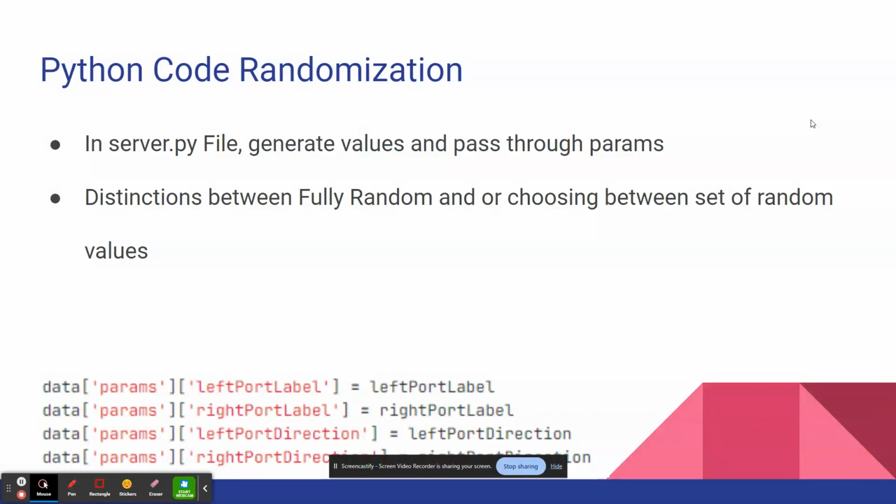Moving on to the randomization that we do in order to generate a drawing every single time that is unique for each student. In the server.py file, you want to generate these values and randomize them however you want and pass them through params, which is what you see in the code on the bottom. And the distinction between fully random or choosing from a set of random values is something you need to make. For some of these values, you just want to pick a random number, whatever the range is, whereas when you want to pick a certain letter, for example, you need to set an array of elements that you want to pick from randomly, which is easy to do, and I'll show you in our code how we do that.